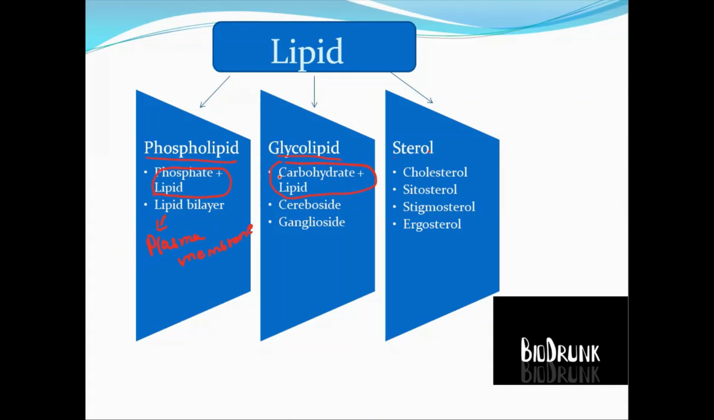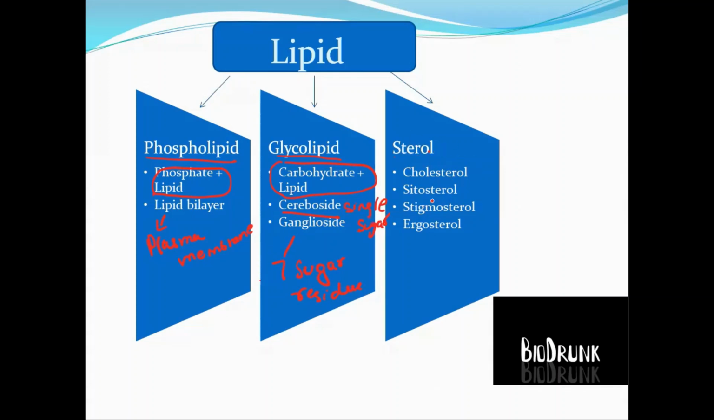Then comes glycolipid. What does this glycolipid contain? A carbohydrate and a lipid. It's of two types. The simplest glycolipid is cerebroside, derived from a single sugar. Whereas gangliosides are complex glycolipids and they contain a branched chain of 7 sugar residues. These are found mostly in the outer membrane of the plasma membrane.